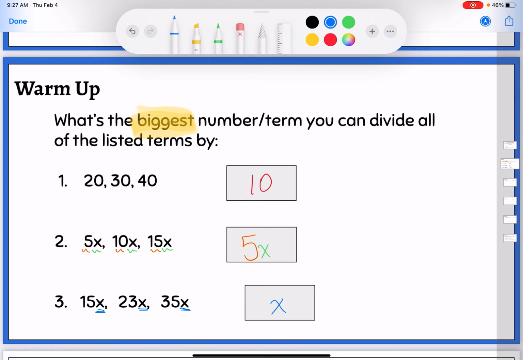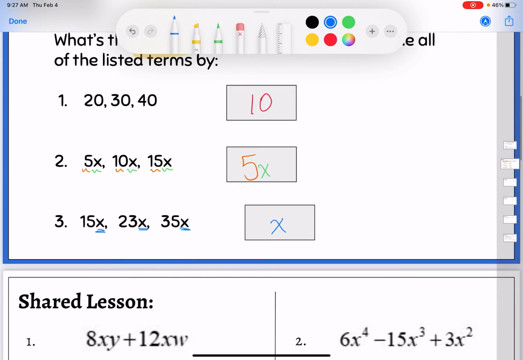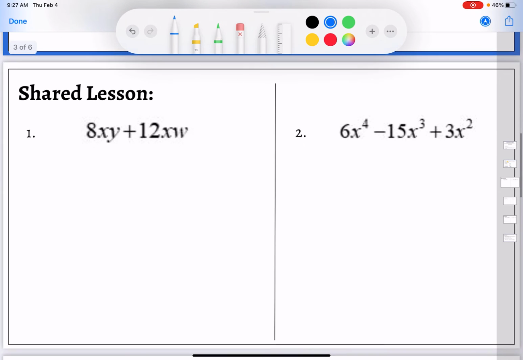Now what we just practiced there is finding the greatest common factor, right? The biggest factor that is a factor of all of those terms. That's what we're going to practice doing, but now we're going to do it with polynomials. So instead of just having a list, here I have my polynomial. I have 8xy plus 12xw. So now I have this polynomial with 2 terms, but I'm going to do the same kind of process.